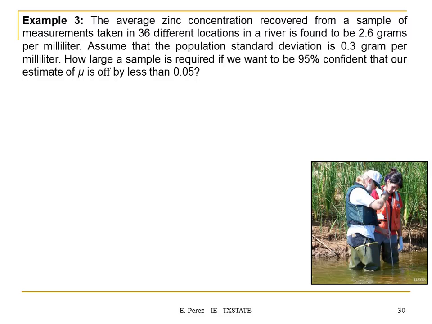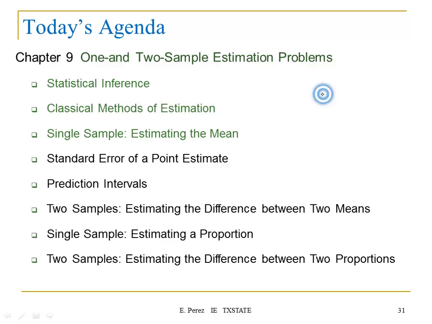So let me show you an example here. In this example number 3, the average zinc concentration recovered from a sample of measurements taken in 36 different locations in the river is found to be 2.6 grams per milliliter.